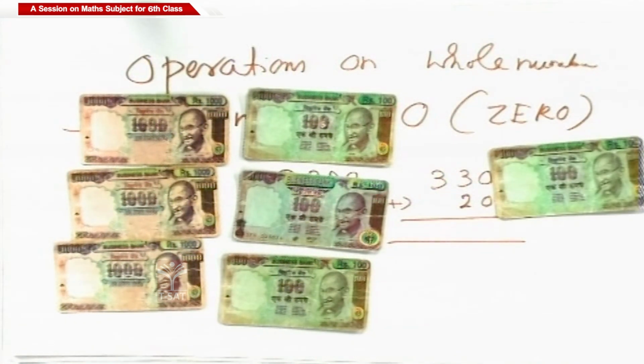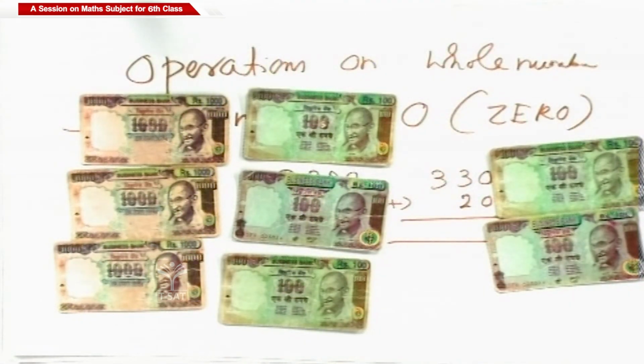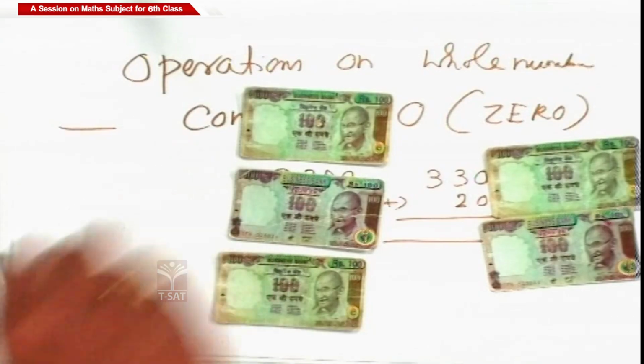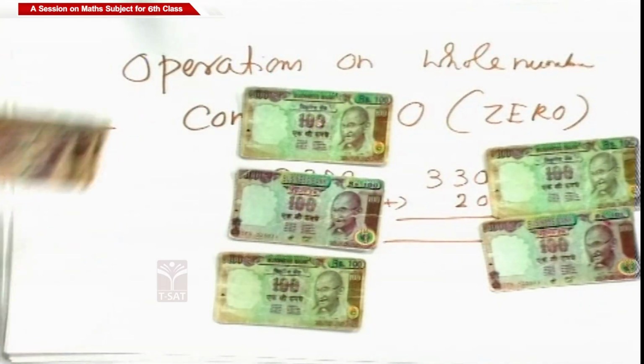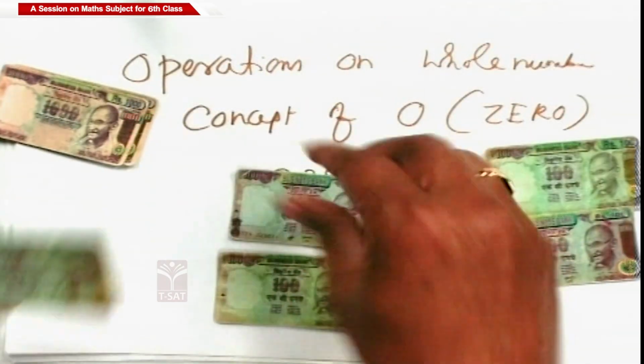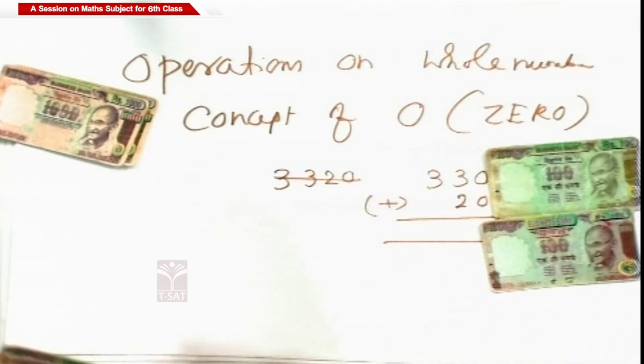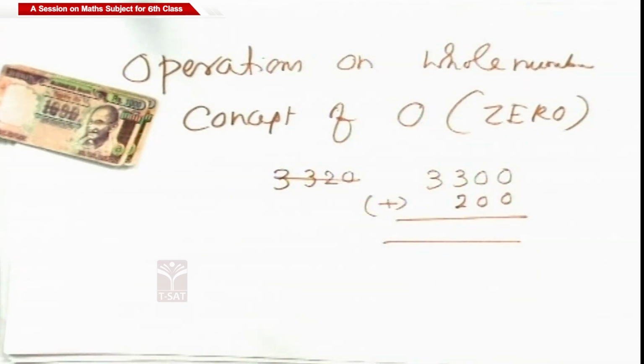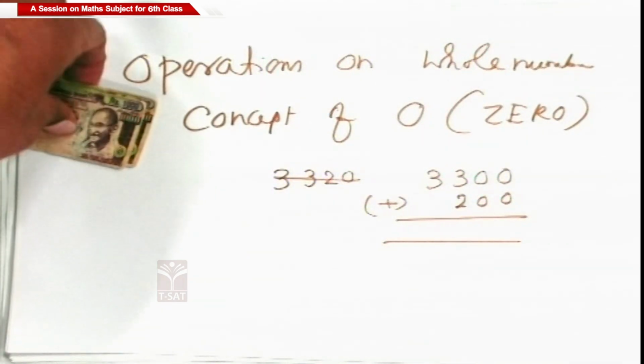Two more hundreds. Now we ask the children to count how many 1,000 dummy notes are there, and how many 100 notes are there. So it becomes very easy. Now simply they will count: 1, 2, 3. Already this is 3,000. So now they will count 1, 2, 3, 4, 5. Now total how much? They can say simply 3,500.